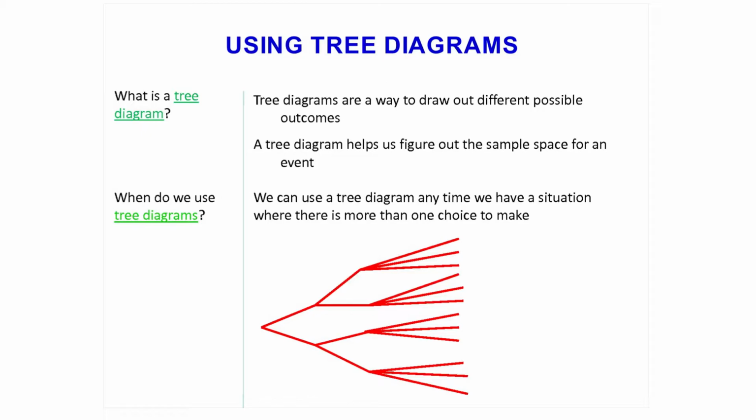Tree diagrams are just another way to display the outcomes of a probability. So it's like Venn diagrams, but it's just using a different diagram.